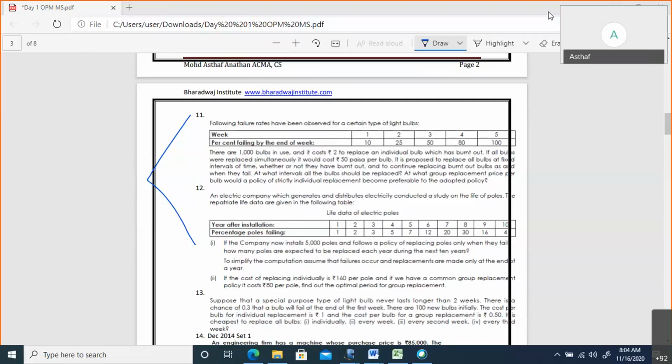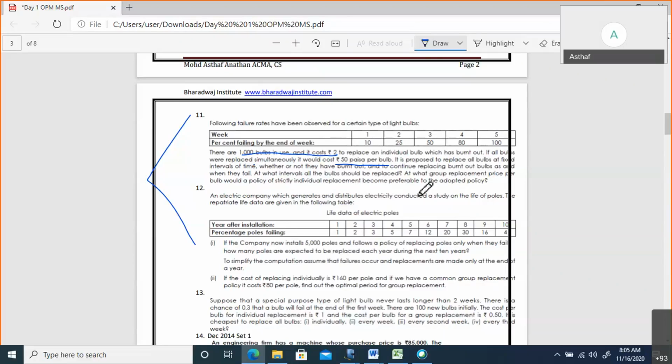First we will read the question. The following failures have been observed for a certain type of light tube, for weeks 1, 2, 3, 4, 5, showing the percentage failing at the end of the week, totaling 100. There are 1,000 bulbs in use. If you replace individually, one by one, it costs more. If all bulbs were replaced simultaneously, it will incur only 50 paisa.